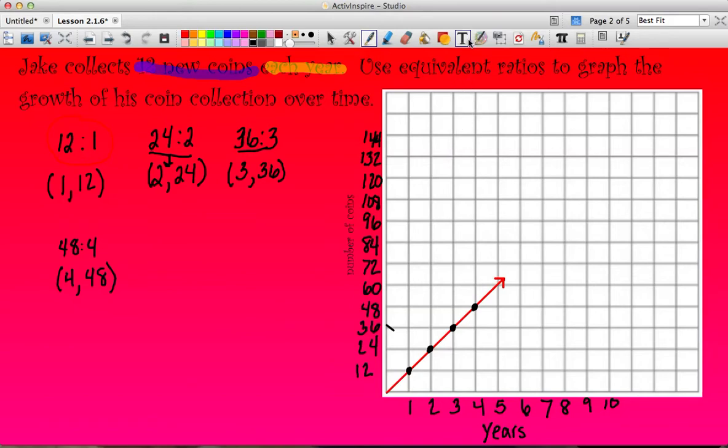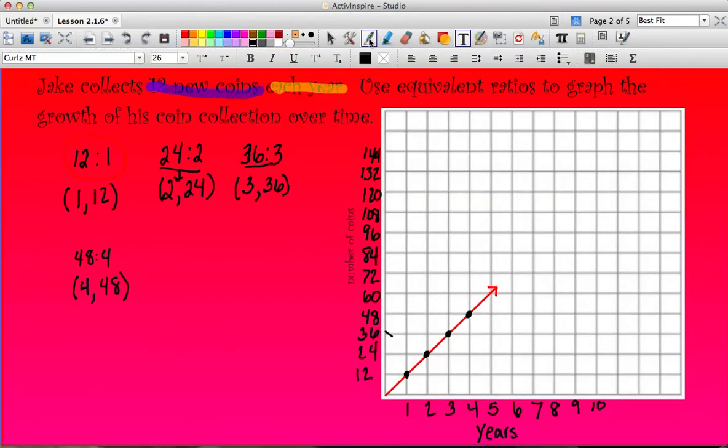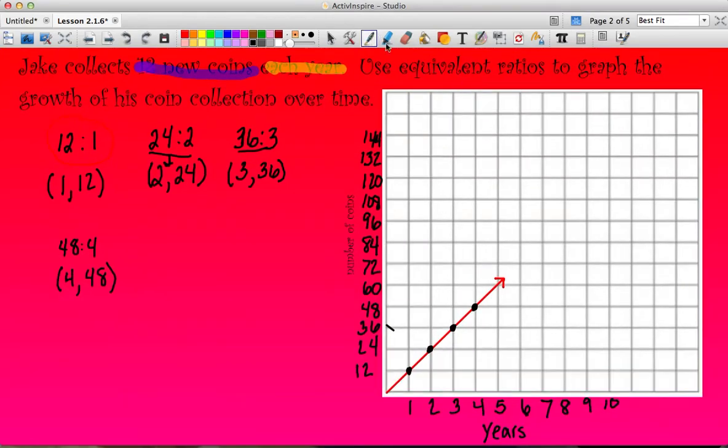Okay, and we always have to have a title. So the title of this graph could be, let's say, Jake's coin growth per year. Okay, because we want to show that it's the coin growth, which it is, and we want to show the time frames that we're looking at. So we're looking at it per year.